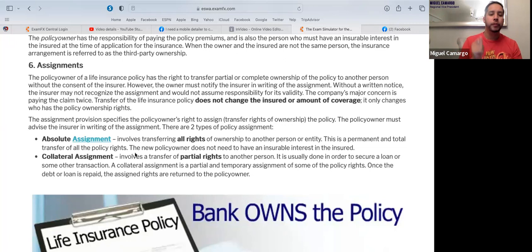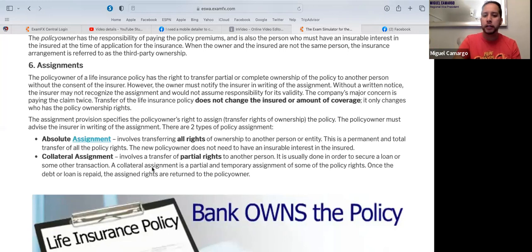So for example, you have a $100,000 life insurance policy. You enter an absolute assignment. Maybe you sell your policy for $60,000. That means on the back end, God forbid, when you pass away, they're going to profit $40,000. Does that make sense?